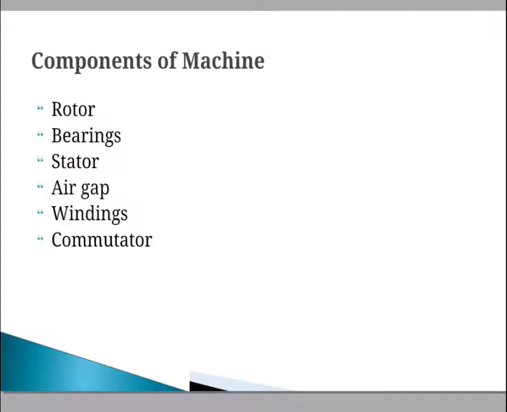The first one is the rotor. The rotor is the rotating part of the machine. Then bearing, then stator. Stator is the stationary part of the machine which carries the stationary field winding. Then air gap, there will be an air gap between the rotor and stator. Then winding, there will be a rotor winding and a stator winding present in the machine. Then commutator is one of the most important parts of the machine. It receives the current and gives it to the winding.